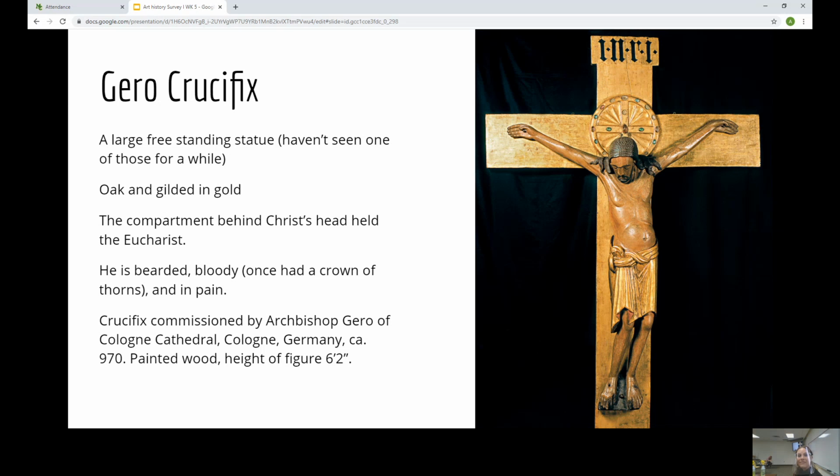Fun stuff. And here we have the Gero crucifix, which was commissioned by Otto III. Otto III was very devout to his faith.